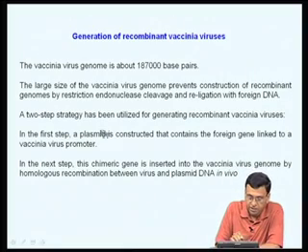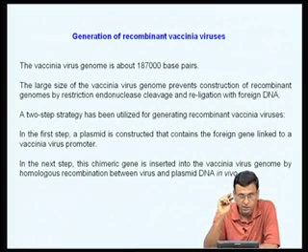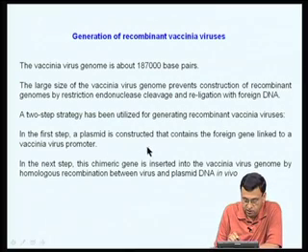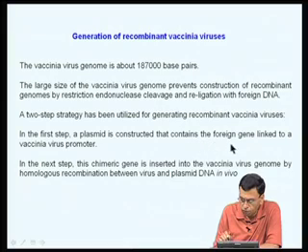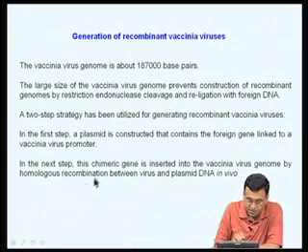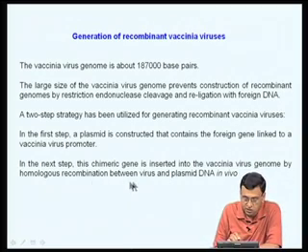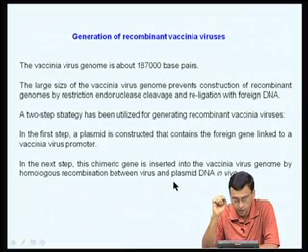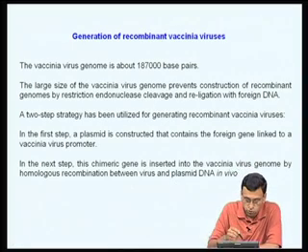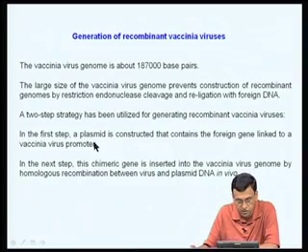So a two-step strategy has been utilized for generating recombinant Vaccinia viruses. In the first step, a plasmid is constructed that contains a foreign gene linked to a Vaccinia virus promoter. And in the second step, this chimeric gene is inserted into the Vaccinia virus genome by homologous recombination between the virus and the plasmid DNA in vivo.